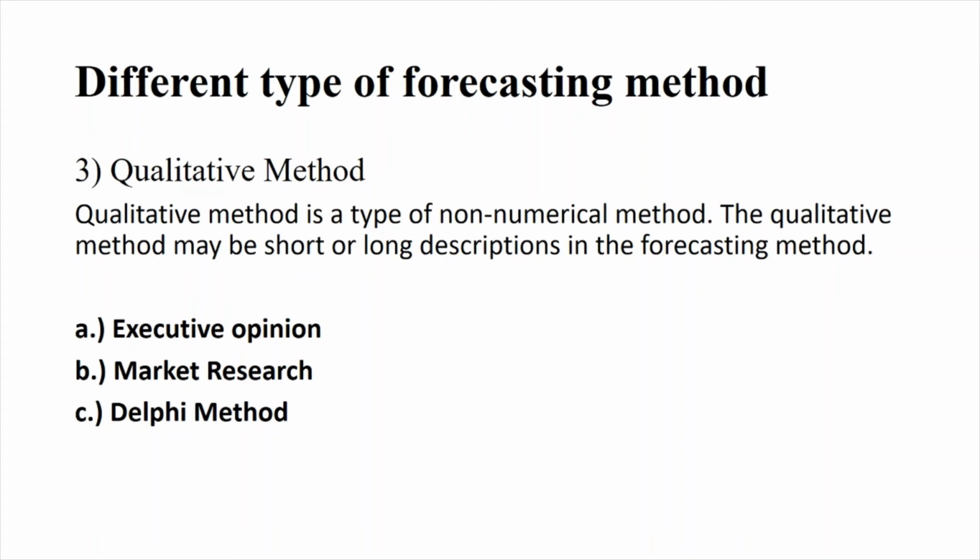Second is market research. In the market research method, the organization conducts many types of surveys to know about consumer needs, reviews, and thinking about the product. The strength of market research is that the organization will know perfectly what is best for consumer preference and what is the best product for the consumer. But it can be difficult to develop a questionnaire. Delphi method. The Delphi method is used for long-term forecasting, and the Delphi method takes a long period of time.